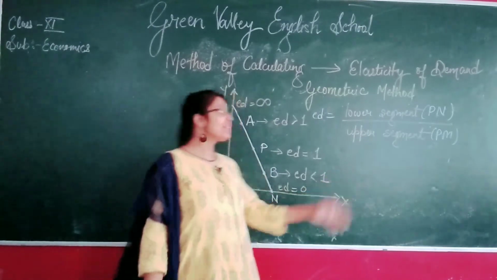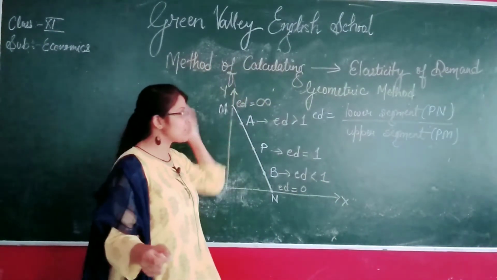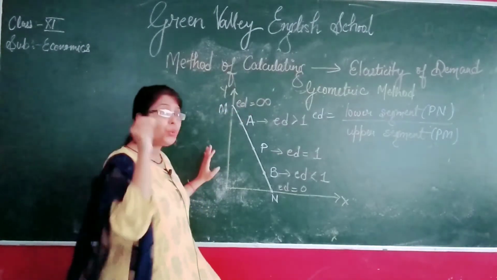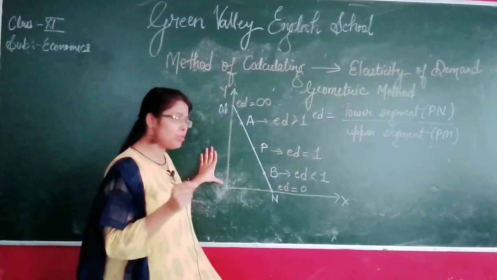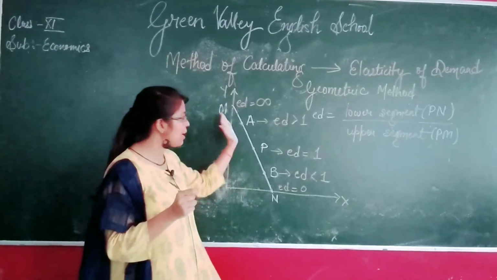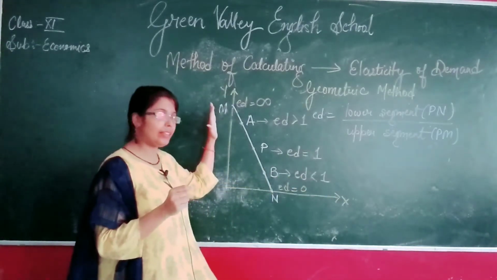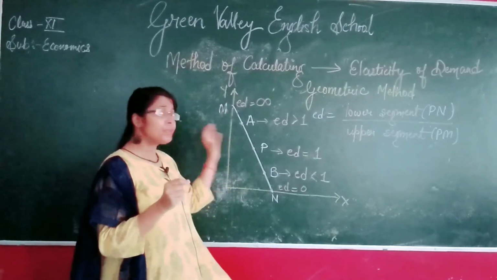Okay students, now let us see the method of calculating elasticity of demand. As discussed, geometric method, point method, I have discussed the definition. Now let us see how to calculate it at different points. So students, you can see a diagram here. You know that this is a demand curve, NM or MN. This is the x-axis and this is the y-axis. Now you can see the different points I have marked on this demand curve.